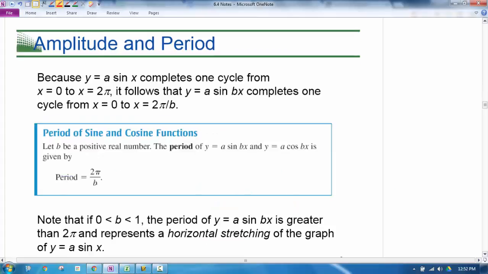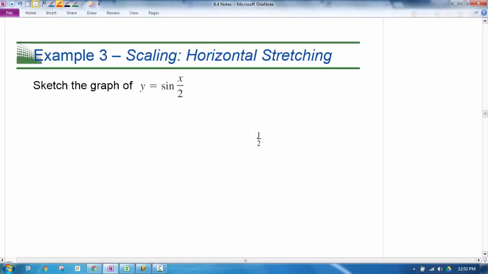Okay, the period now is 2 pi over b. That's going to be really important. I put that on the formula sheet. Depending on what b is, this is going to affect the horizontal shrink or stretch, and it's going to affect then the period. So if you want to know what the period is, always take 2 pi and divide by the letter or number b here in front of the variable x. So here's an example then.